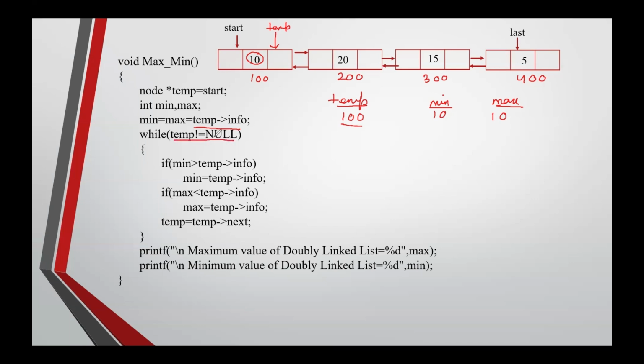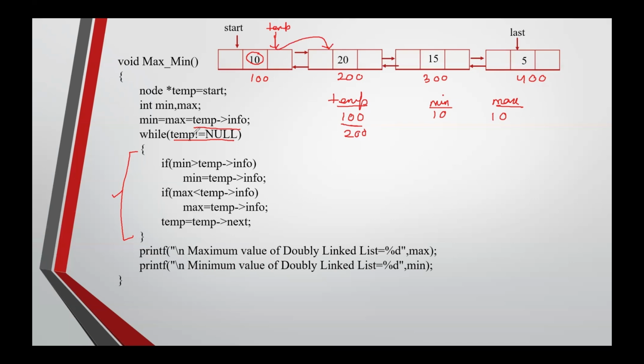Then while temp is not equal to null: 100 is not equal to null, so it is true. If it is true, then the body of the loop is executed. Is min greater than temp info? No. Is max less than temp info? No. Then temp equals temp next. What is temp? 100. Temp next is 200. Now temp points to this node.